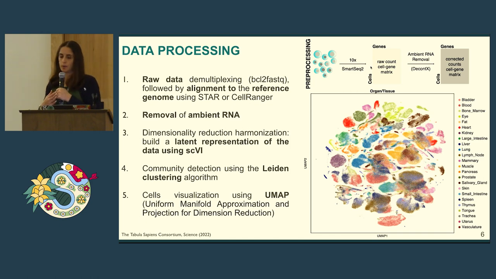So we build the latent representation of the data using scVI. We then do community detection using the Leiden algorithm. And it's a common visualization technique in the single cell community to use the UMAP. What I have here on the right side of the screen is a UMAP graph of all the cells in Tabula Sapiens, where each of these dots is an individual cell, and I have colored them by their tissue of origin.